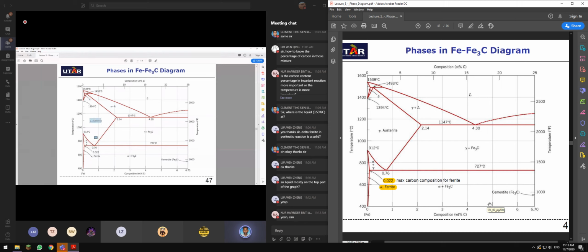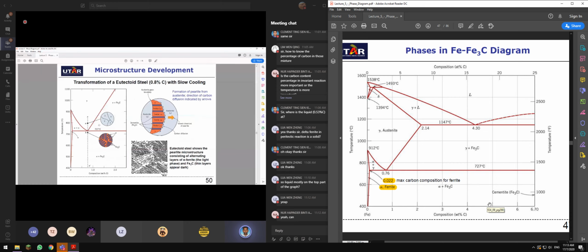Austenite is solid. Okay. When I was young, as a student myself, I used to think this is liquid. I made this kind of mistake. So this is still solid. It is predominantly FCC austenite.